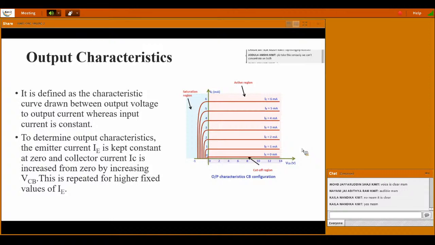to IE. So if I increase the VCB, the base width region will reduce, and when the base width is reduced, the amount of charge carriers recombining will be very less. Hence, the emitter current is approximately equal to IC. Here it doesn't depend on your VCB. So we have parallel lines with respect to your x-axis or VCB. So it doesn't depend on VCB, and IE is approximately equal to IC.